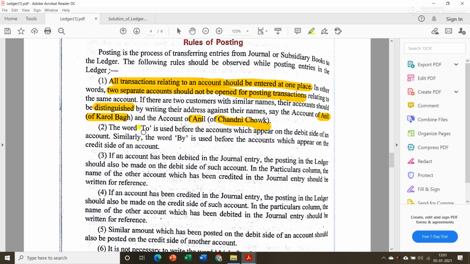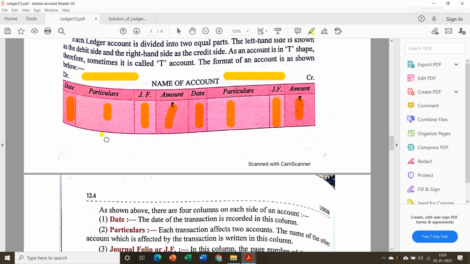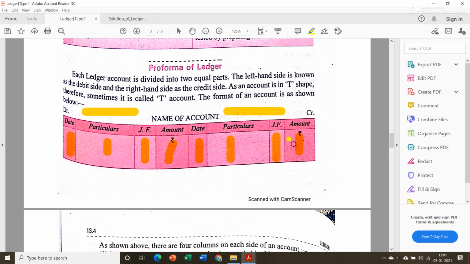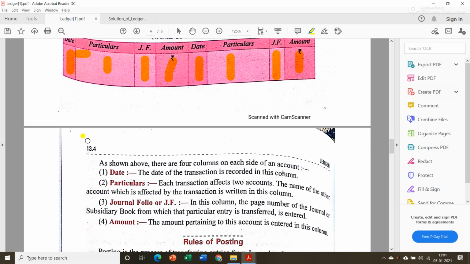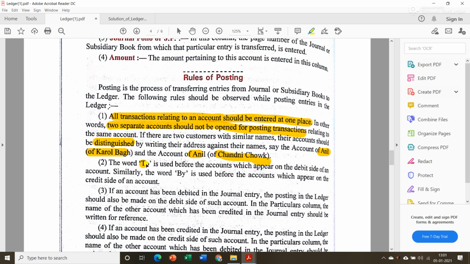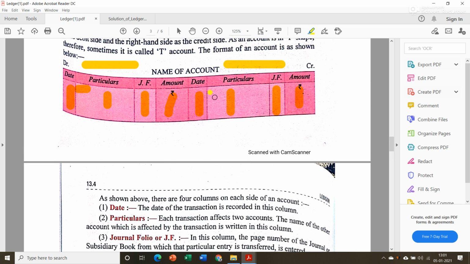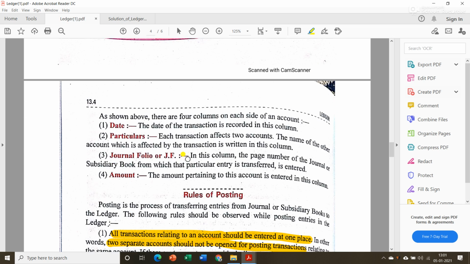Then the next rule is the word "To" is used before the accounts which appear on the debit side of an account. Means suppose if this is any particular ledger account, then on the debit side if we are supposed to write any account, then we have to write "To" in here, like in cash book. And similarly the word "By" is used before the accounts which appear on the credit side of an account, and in here we have to write "By".